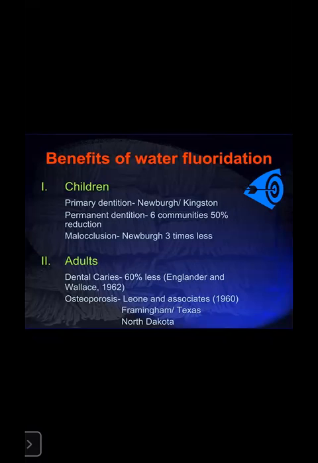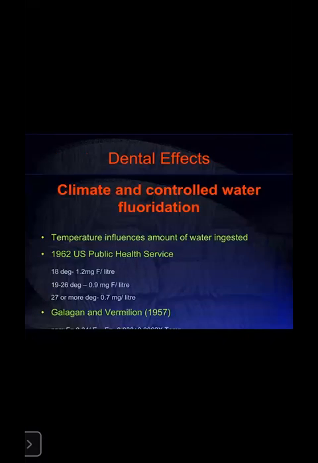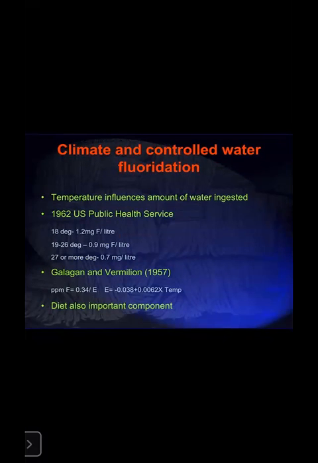Okay. Now, what were the effects on the teeth? Effects on different tooth sites: on interproximal surfaces and mandibular anteriors, there was an 80% reduction in caries. Initial caries lesion progression was also decreased. Now, this is very important: water fluoridation means we are adding fluoride to drinking water.